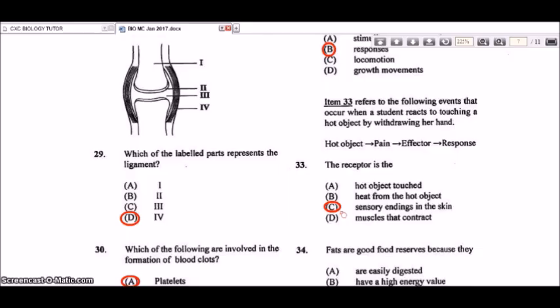So receptors, they receive the information, they receive the stimulus from the environment. So when the student's hand touches the hot object, the heat, which is the stimulus, that will be received by the receptor, which are the sensory endings in the skin.